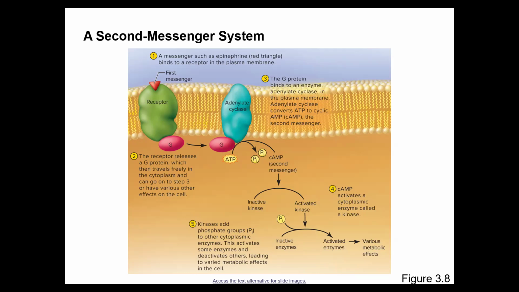So the second messenger, cyclic AMP, now is going to activate for us the inactive kinase, which is going to become active kinase. And the active kinase is going to switch for us an enzyme that is off, an enzyme that is closed, to an enzyme that is on, and then the enzyme is going to give me my target effects.